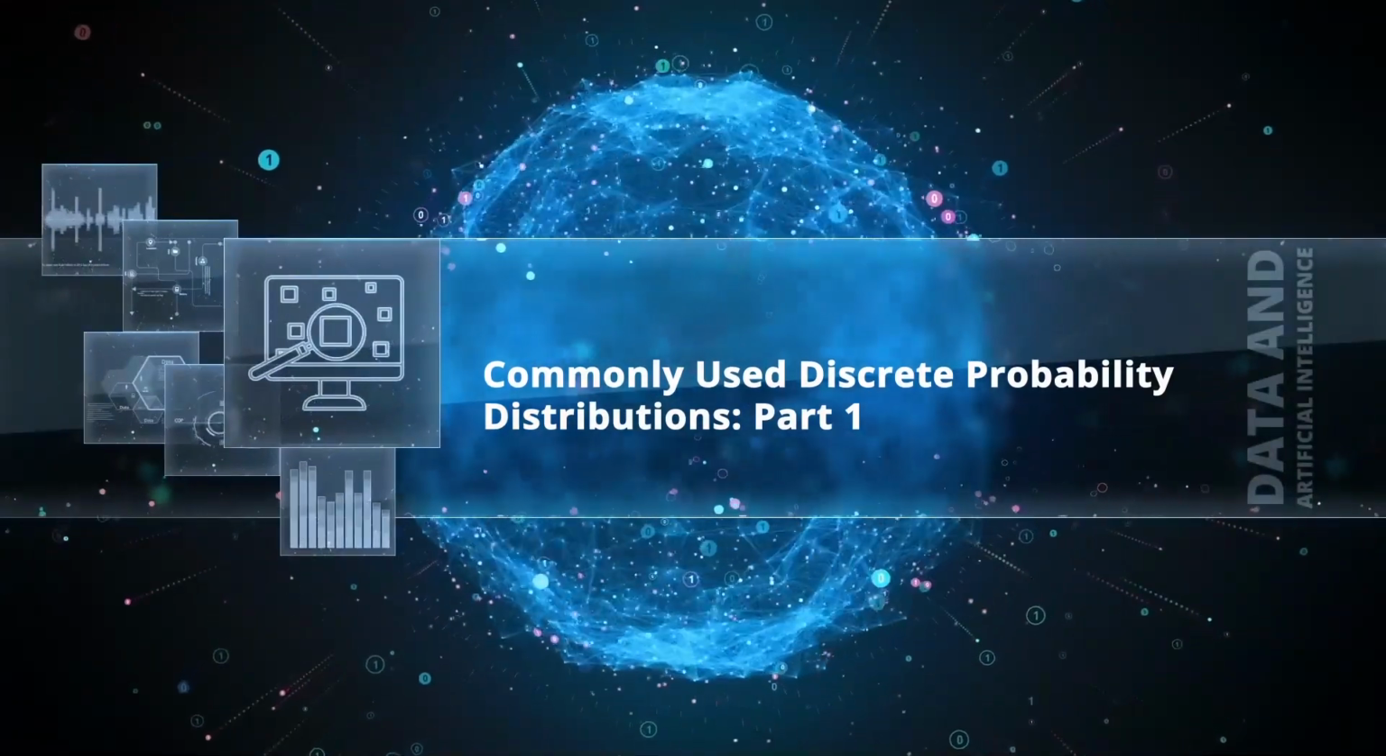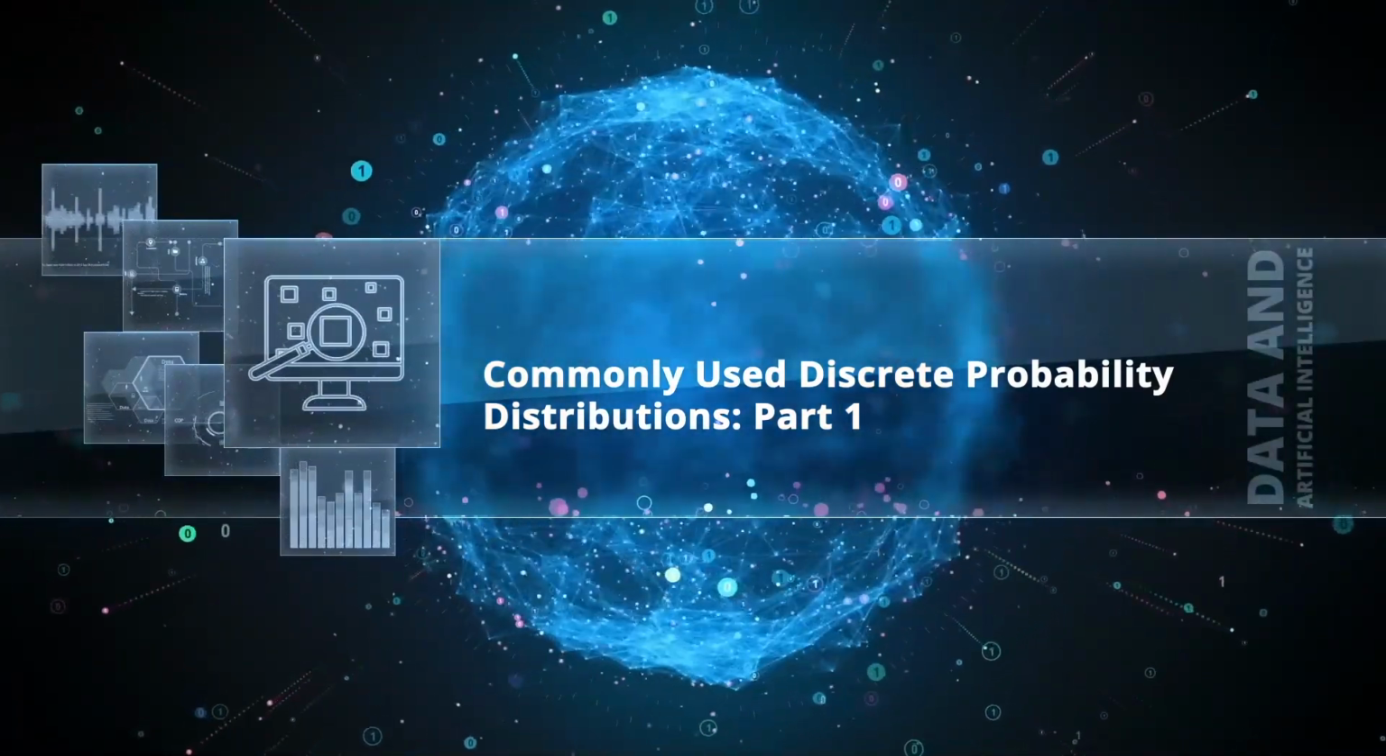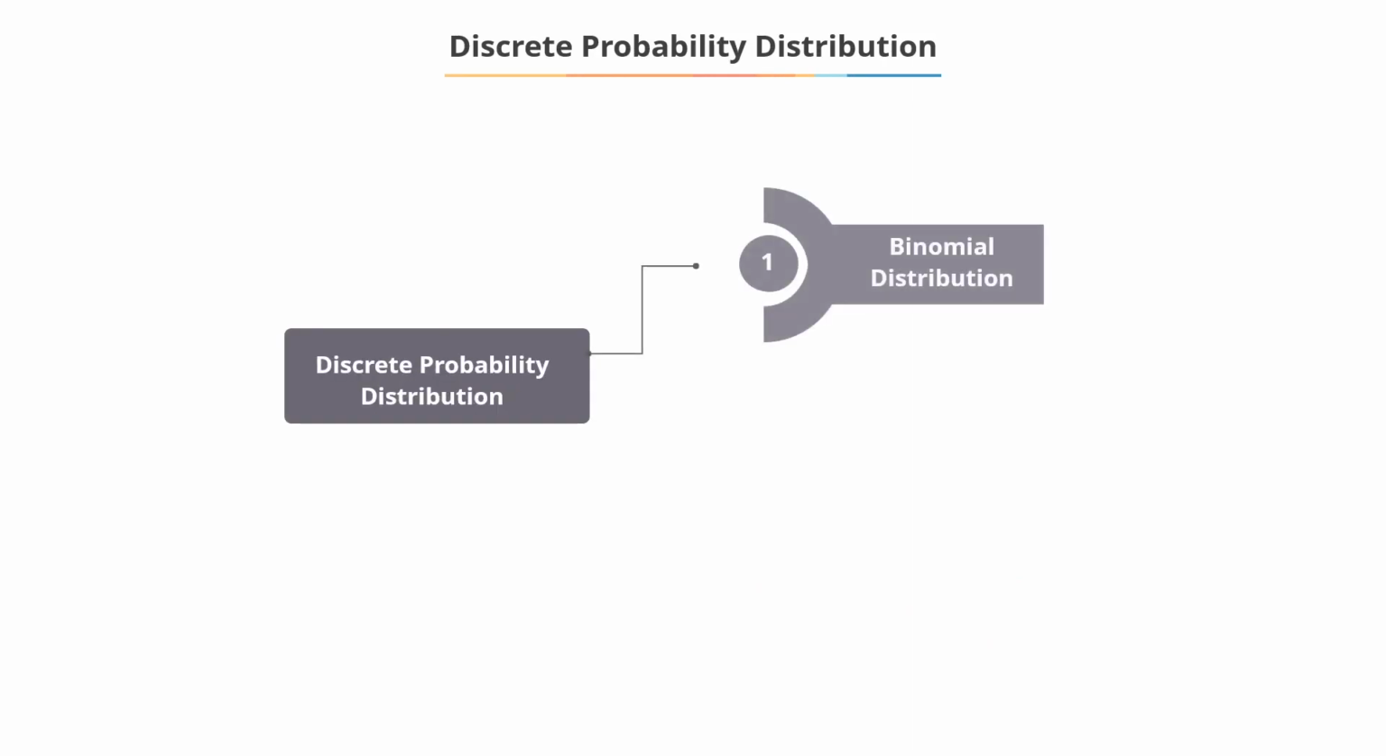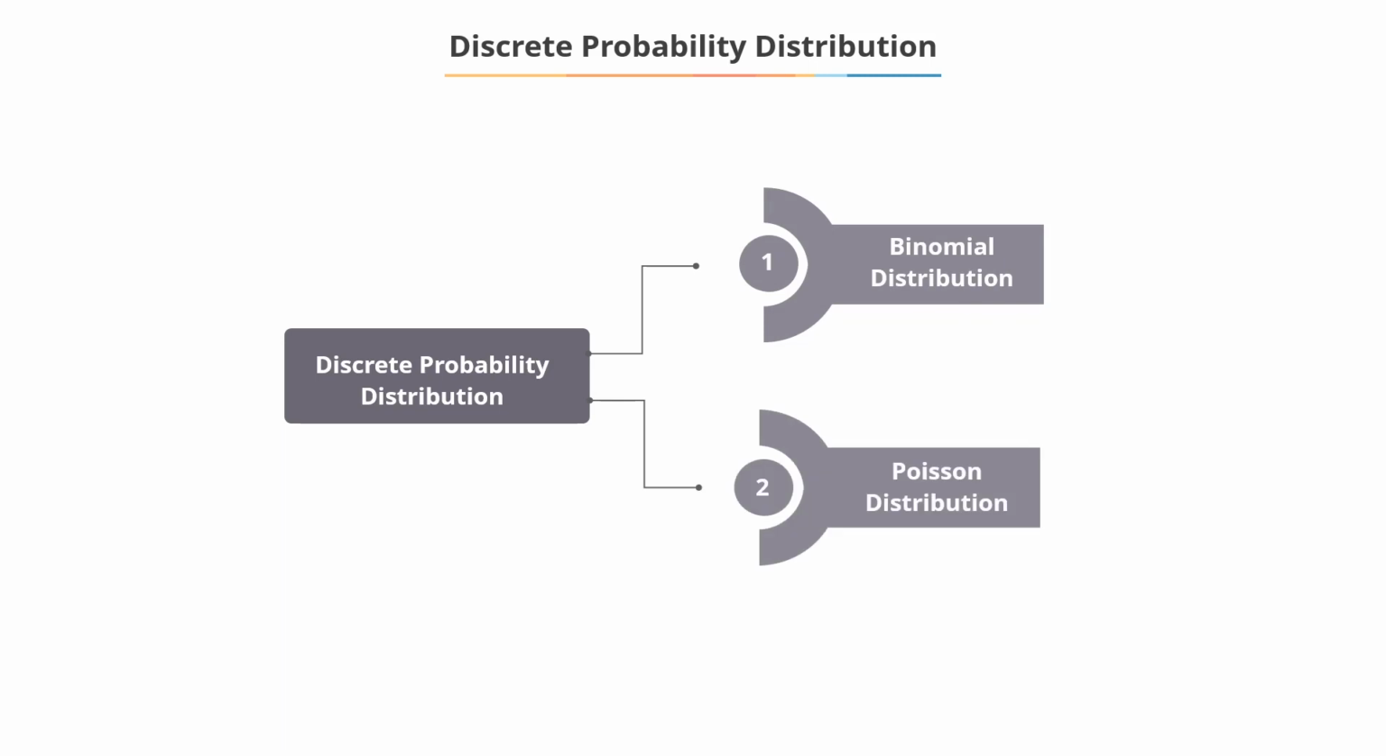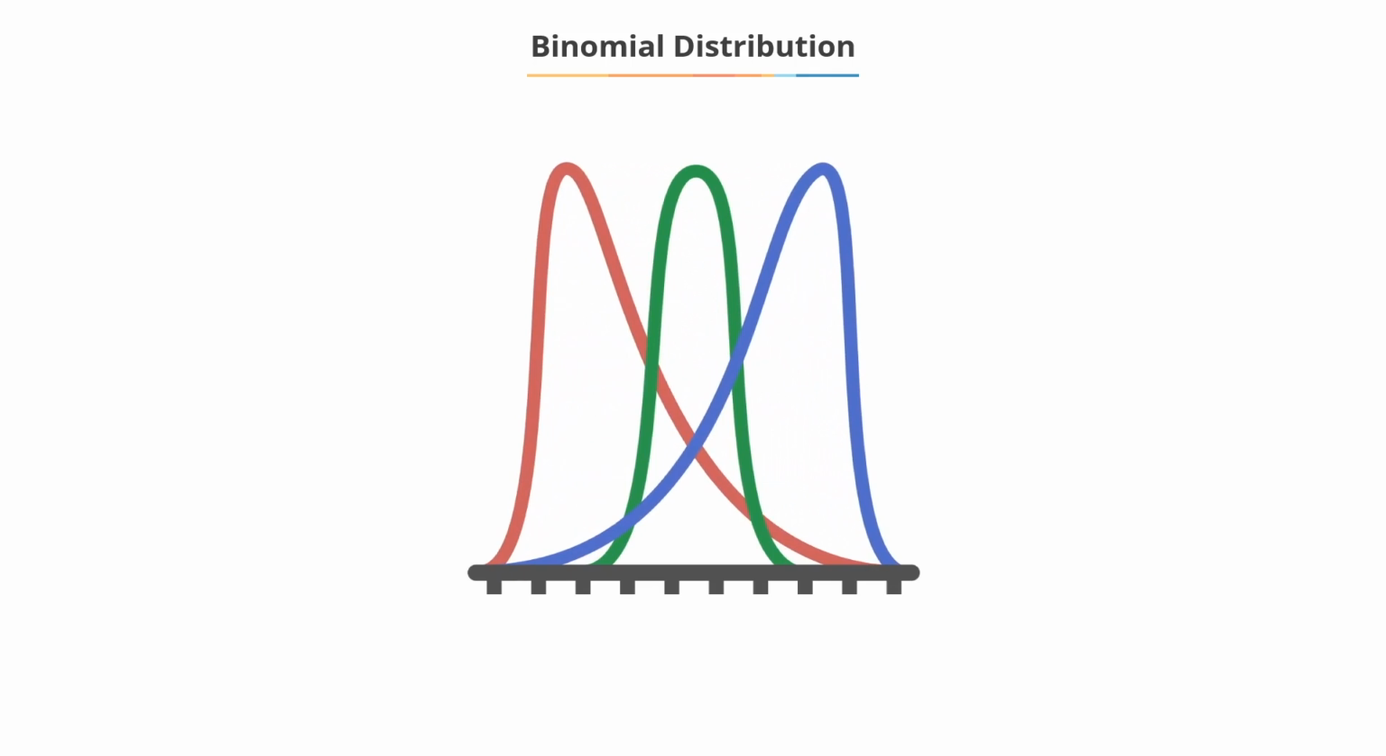Commonly used discrete probability distributions. Part 1. Two commonly used discrete probability distributions are the binomial distribution and the Poisson distribution. These are based on the principle of Bernoulli trials or processes. Let us look closely at how the binomial distribution works.